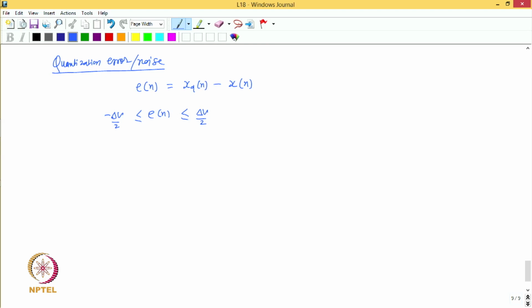So the range of this E is governed by the width of the quantization interval. The higher the width of the quantization interval, the higher the quantization error is likely to be. And definitely we would like to keep the quantization error as small as possible. But on what factors does the quantization error depend? The factors that affect quantization error.